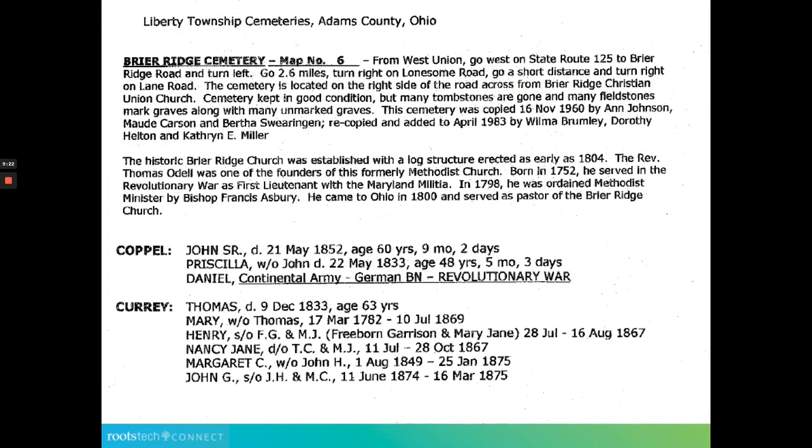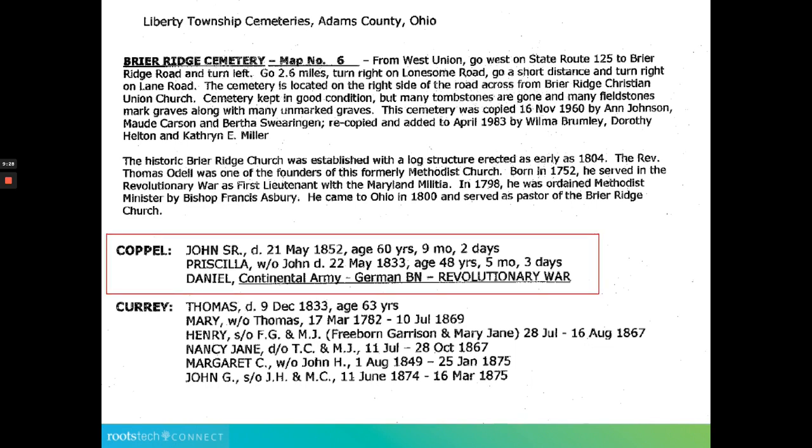Now, in this case, this is what it looked like. This is the page from the book, and I found an entry for John and Priscilla. Priscilla is John's wife, and Daniel on the couples. And if you look here, it says Daniel was in the Continental Army, German Battalion, Revolutionary War. I looked through the whole book, and this was the only thing that came close to matching.